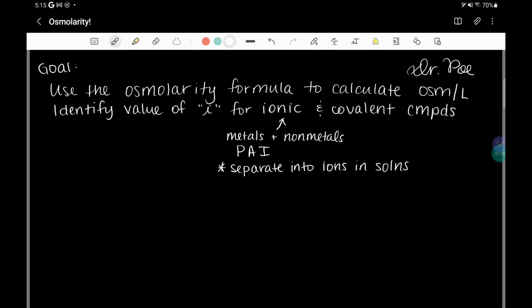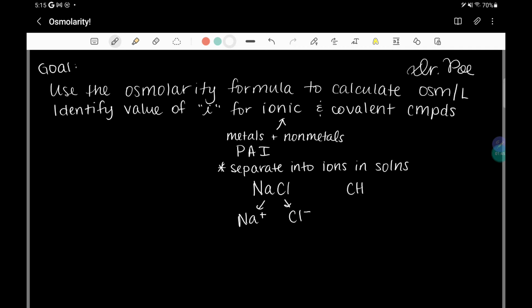What that means is, say we have sodium chloride. Sodium's a metal, chloride's a nonmetal. In solution, we're going to end up with sodium ions, which have a +1 charge because sodium is in group 1, and chloride ions. In solution, it's going to separate.